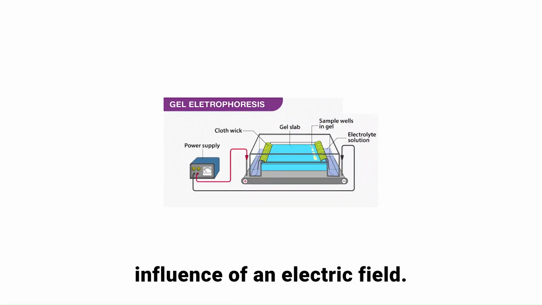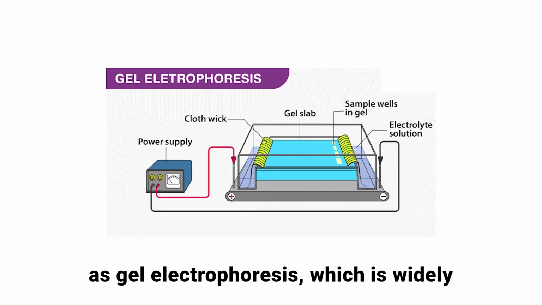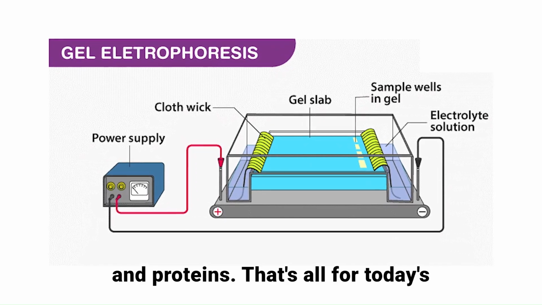Another interesting phenomenon observed in colloidal systems is electrophoresis, where colloidal particles move under the influence of an electric field. This property is used in techniques such as gel electrophoresis, which is widely used in molecular biology to separate DNA and proteins.